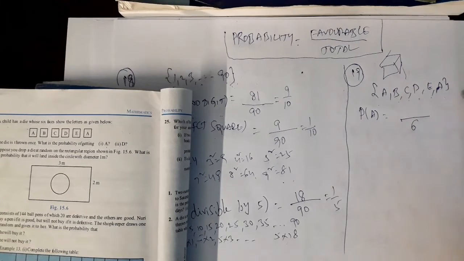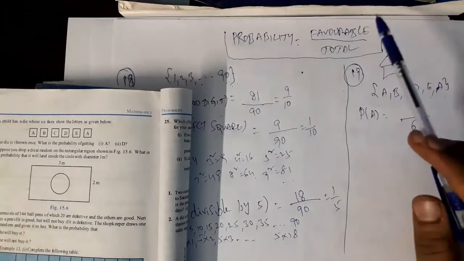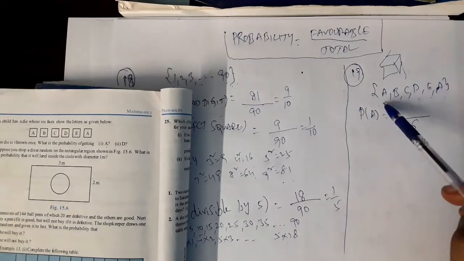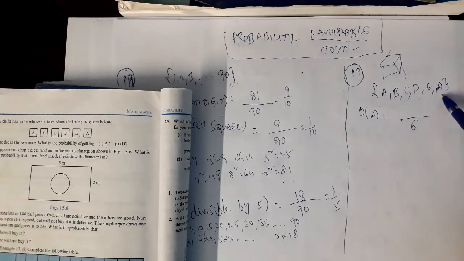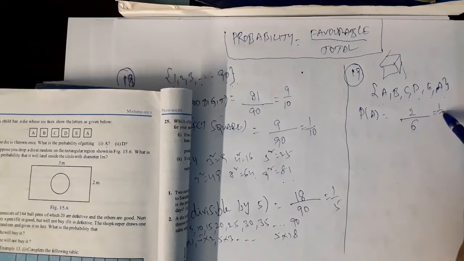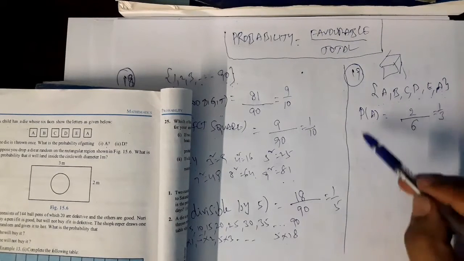Coming to the numerator, favorable. How many are favorable to this? That is, how many A's are there? 1, 2. 2 A's. So 2 faces are favorable. So our numerator is 2. So this is 1 by 3.